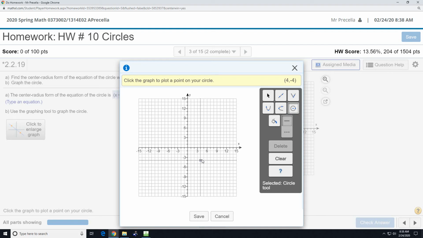I plot the center, and what was the radius? 5. Well, start at the center and move over 5 units. Move left, right, up or down, however you want to do it. I think I'll move up. 1, 2, 3, 4, 5. Let me count. Let me look closely. Did I move up 5? I'm thinking I did. 1, 2, 3, 4, 5. Okay.